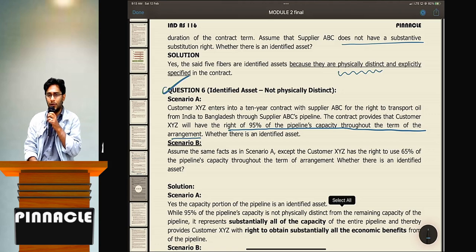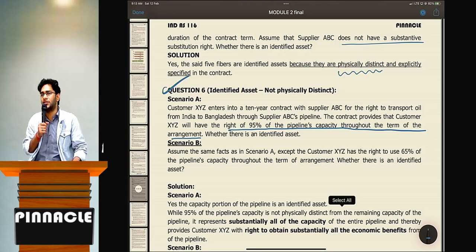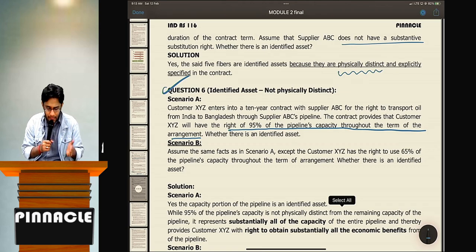Sir, in the entire pipeline, the 95% they did not identify, which means on the physically distinct point you have failed, but you'll still call it an identified asset because you have contracted to obtain substantially all of the capacity of the asset. A part will fall. Another scenario.